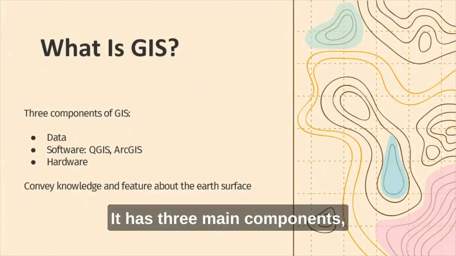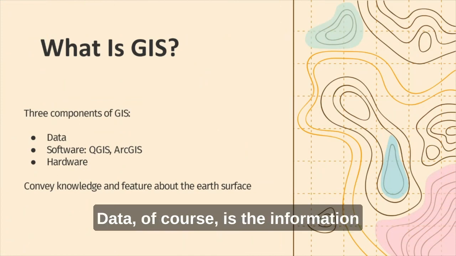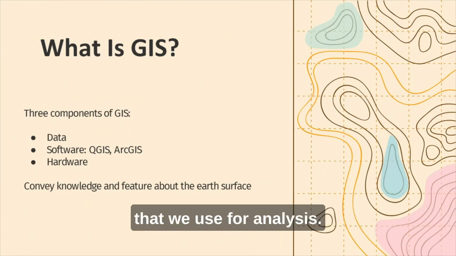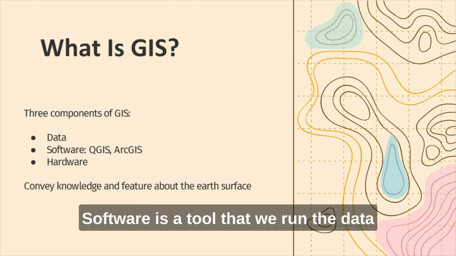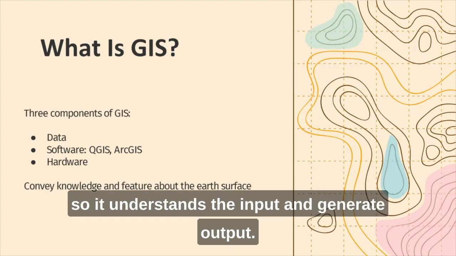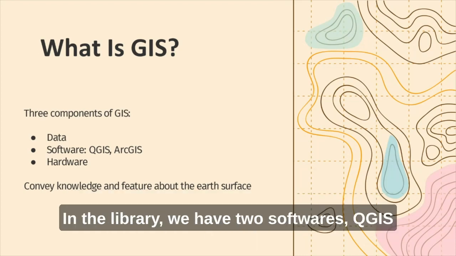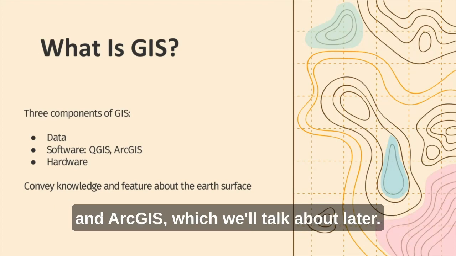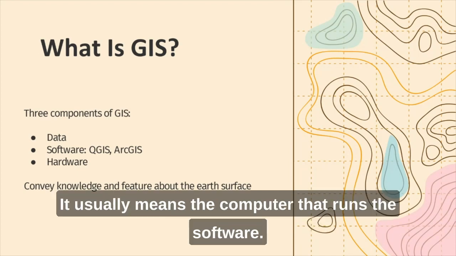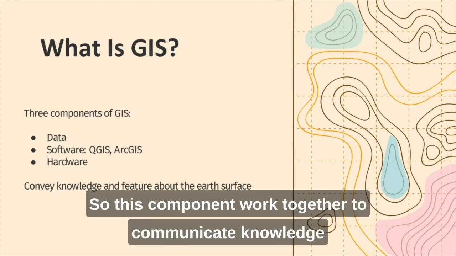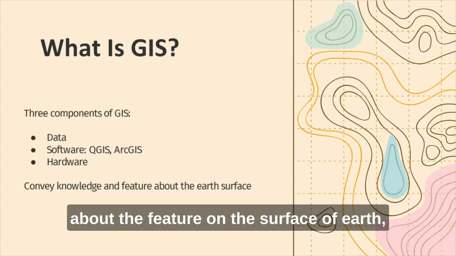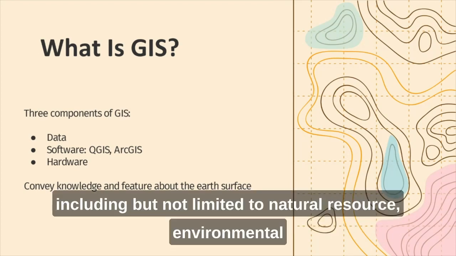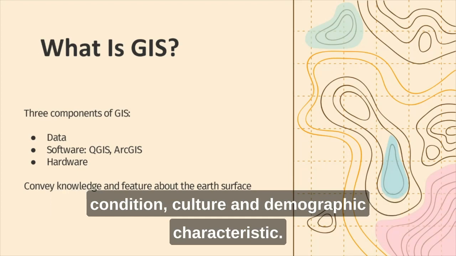It has three main components: data, software, and hardware. Data, of course, is the information that we use for analysis. Software is a tool that will run the data, so it understands the input and generates output. In the library, we have two software, QGIS and ArcGIS, which we'll talk about later. Hardware usually means the computer that runs the software. So these components work together to communicate knowledge about the features on the surface of Earth, including but not limited to natural resources, environmental conditions, cultural and demographic characteristics.